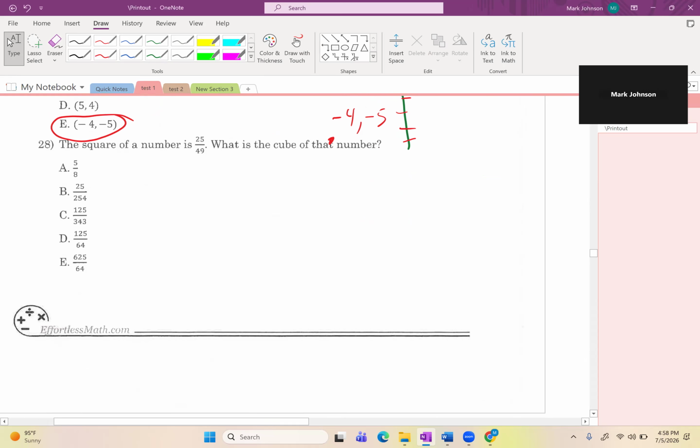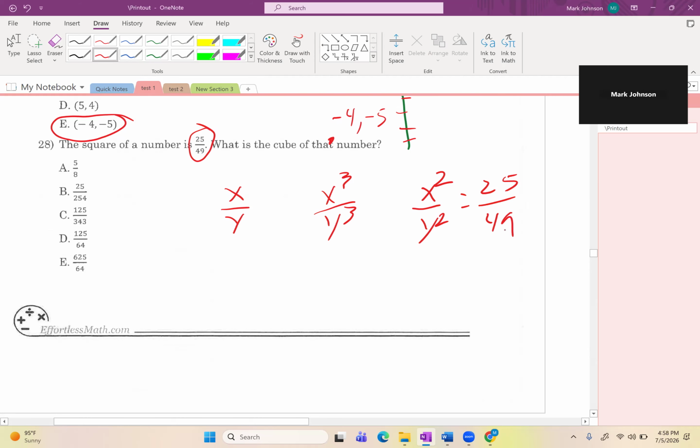The square of a number is 25. What is the cube of the number? So we want a number x over y, and we want to know x cubed over y cubed. But we know 25 over 49, and that's the square. So x squared over y squared equals 25 over 49.